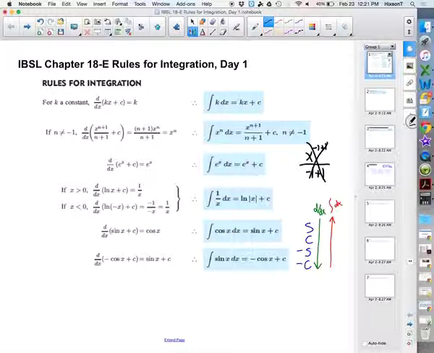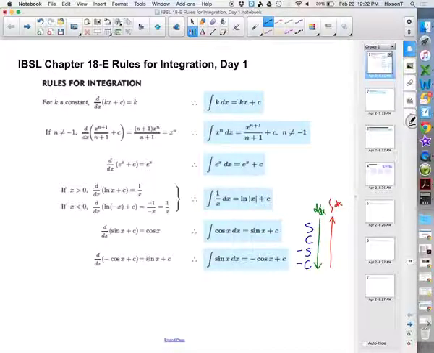So, the integral of cosine is sine because the derivative of sine is cosine. The integral of sine is negative cosine because the derivative of negative cosine is -1 times negative sine, so it would be a positive sine. So, the integral of sine is negative cosine. If you look again at the pattern, for sine we'd have to go up, so we're down here at the bottom at negative cosine.